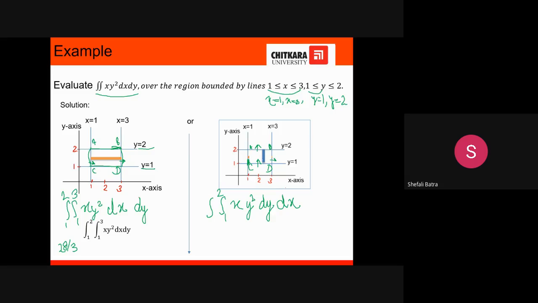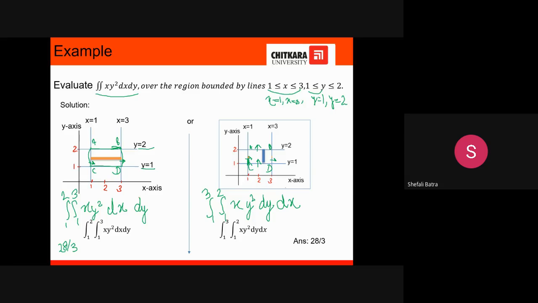So you are holding this strip and sliding it horizontally. So when you are sliding it horizontally, means along x-axis, this sliding will give you the limit of x. So what is the limit here? That is x is equal to 1 and here x is equal to 3. So 1 to 3, right? You can solve it and again you'll be getting the same answer, that is 28 by 3.